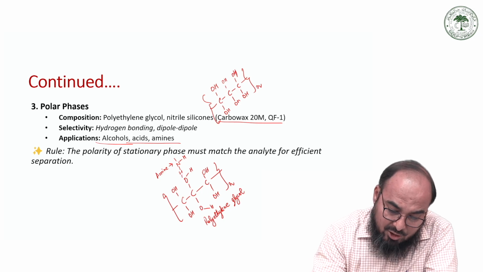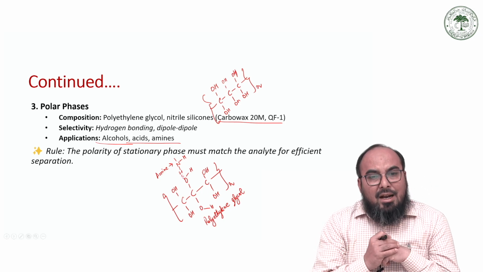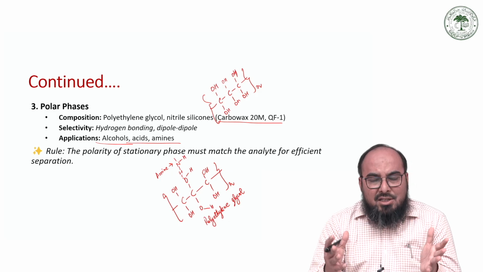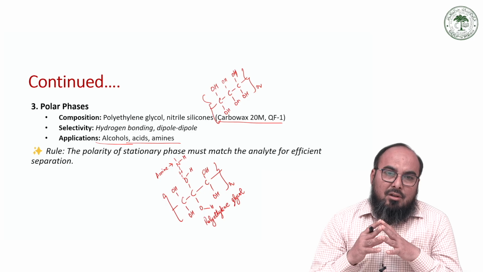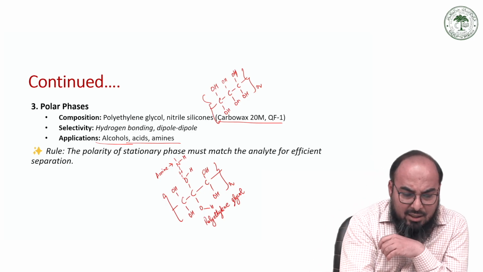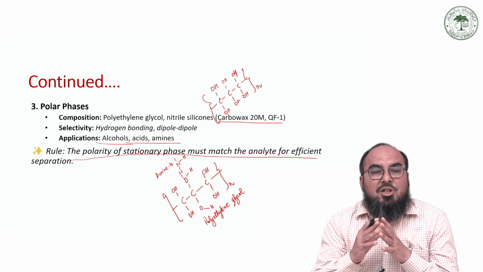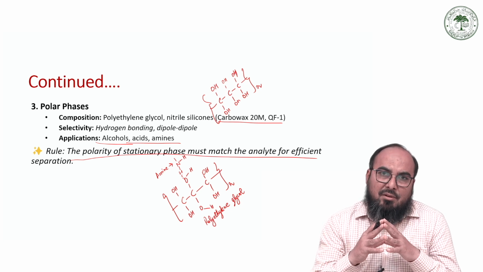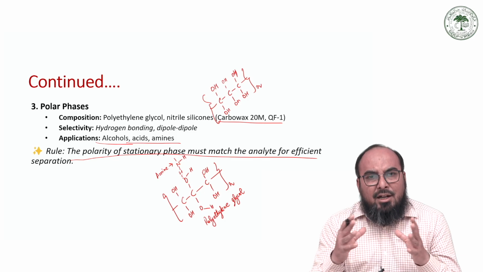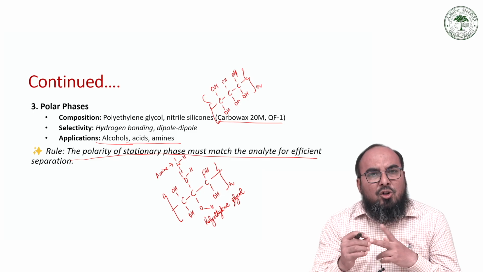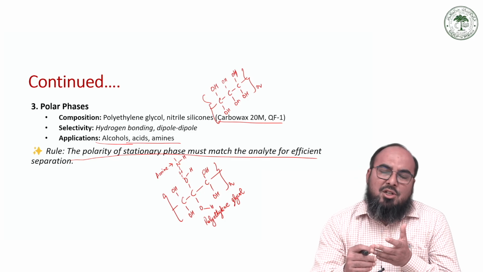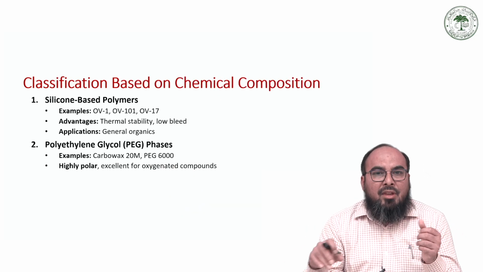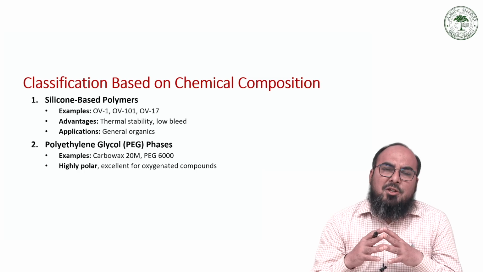Now, there are chances of hydrogen bonding here, chances of hydrogen bonding here, and this actually gives you selectivity, or there may be chances of dipole-dipole interaction. So, the important thing is that the polarity of a stationary phase must match with the polarity of the analyte for effective separation. That is again the principle of like dissolves like. That is, polar will prefer polar, non-polar analyte will prefer non-polar stationary phase, and the moderate will prefer the moderate one. Simple. So, now the classification based on chemical composition.